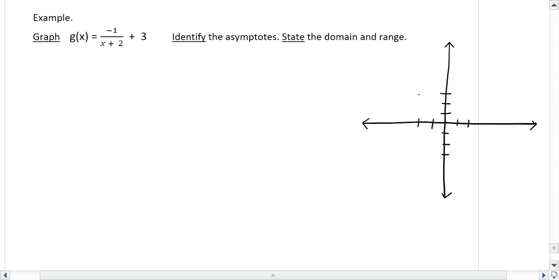In this example, we are asked to do three things. First, to graph the hyperbola, then identify the asymptotes, and also state the domain and range. So enter this into your calculator, and just let me remind you, whenever you're entering functions that involve fractions, your calculator will not know what the numerator and denominator are unless you put them in parentheses. So when it's a binomial, put that denominator in parentheses and then enter this as -1 divided by parentheses x plus 2, and then add your plus 3.